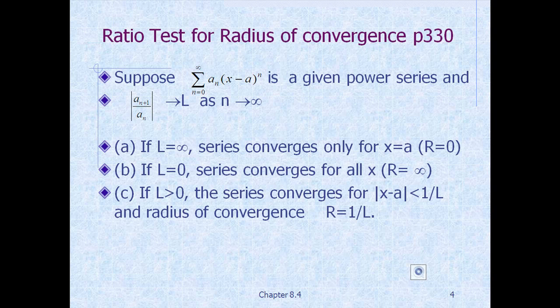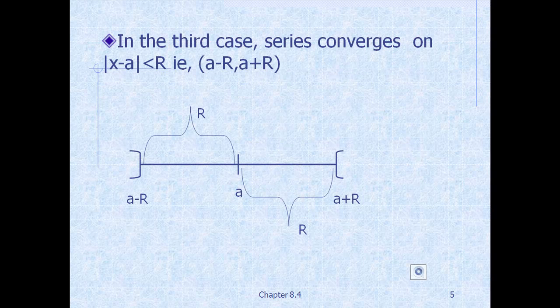So suppose we have a power series, the summation of a_n times (x minus a) to the power n, where a is the center here. Now for this power series, we can find the limit of the absolute value of a_(n+1) over a_n as n approaches infinity. Suppose the limit is L. If L is a number greater than 0, then the series will converge for the absolute value of x minus a less than 1 over L, and the radius of convergence is R equal to 1 over L. In that case, around the center, the series converges on the interval from a minus R to a plus R.